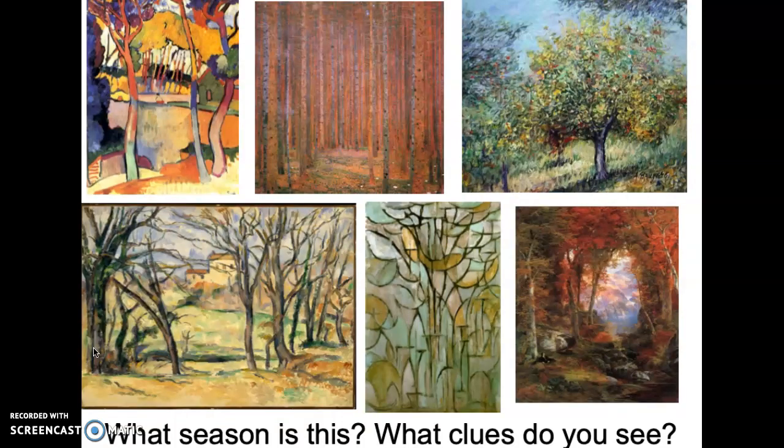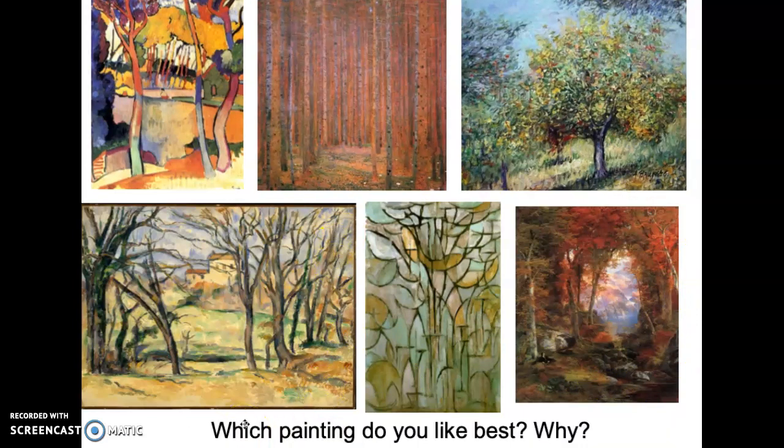Well, do you know what season we were looking at? You're right, this is fall. What clues did you see that gave it away? Sure, we see trees changing in colors, and we see a lot of trees without leaves. That gives it away. How about which painting of the trees do you like best? How about why?